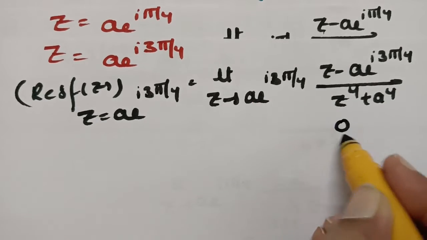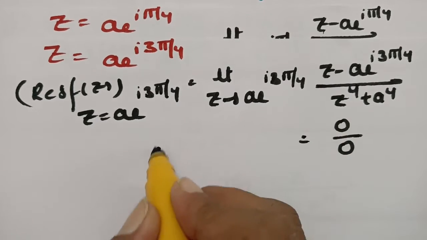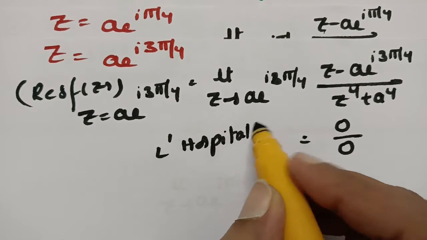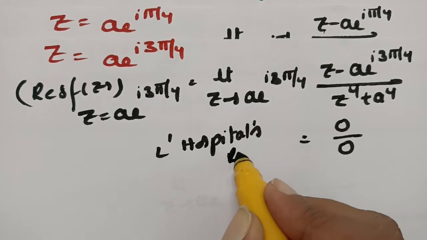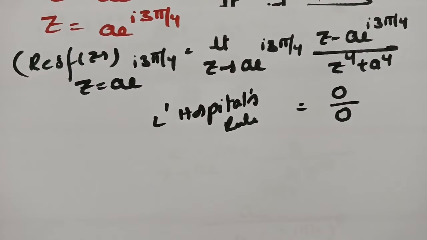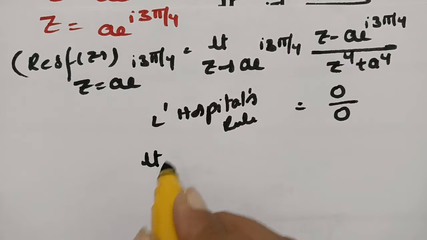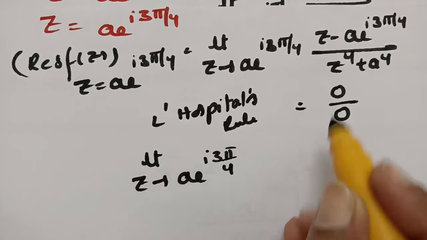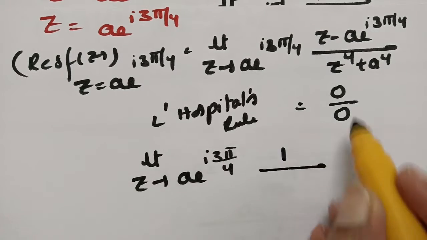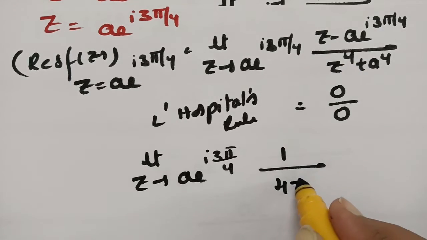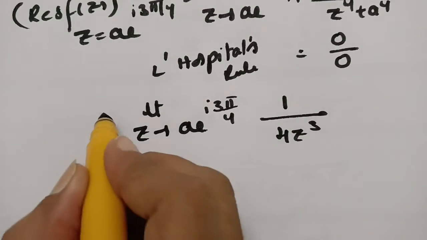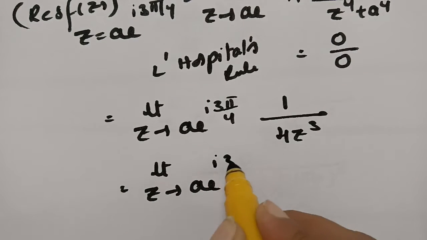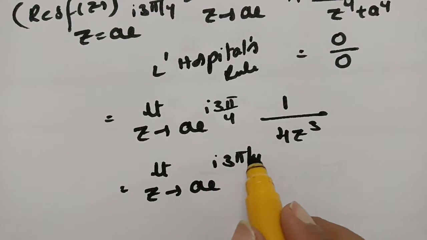If I apply this, this will be 0 by 0. According to L'Hospital's rule, we have to take the derivative in the numerator as well as the denominator, that is the limit as z tends to a e^(i3π/4). For z, the derivative is 1. For z^4, it is 4z^3. Now I am going to multiply with z in the numerator as well as the denominator, that is a e^(i3π/4).